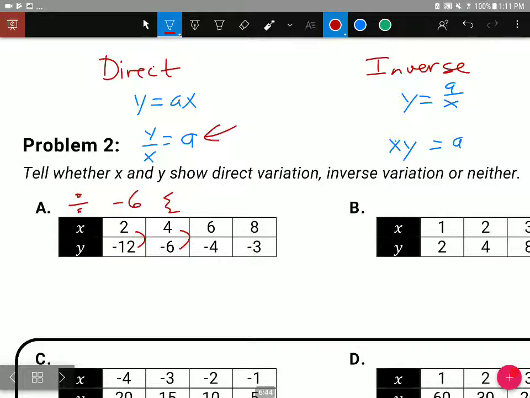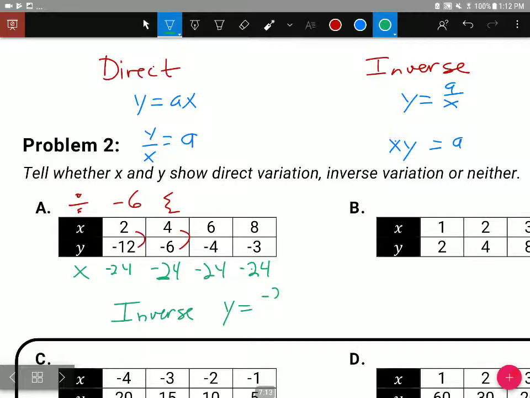Okay? So let's try the other one. I'll do it in green. Let's multiply them. What is negative 12 times 2? Negative 24. What's negative 6 times 4? Negative 24. What's negative 4 times 6? Still negative 24. Since we multiply them together and get the same thing over and over and over, this must be what? Inverse. And actually the equation for this would be y equals negative 24 over x, because our a value is negative 24. That is the constant. Cool?